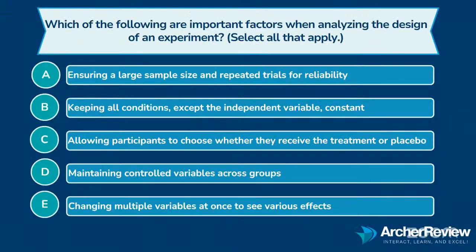Which of the following are important factors when analyzing the design of an experiment? Select all that apply. A, ensuring a large sample size and repeated trials for reliability. B, keeping all conditions except the independent variable constant. C, allowing participants to choose whether they receive the treatment or placebo. D, maintaining controlled variables across groups. E, changing multiple variables at once to see various effects. Sorry about that.